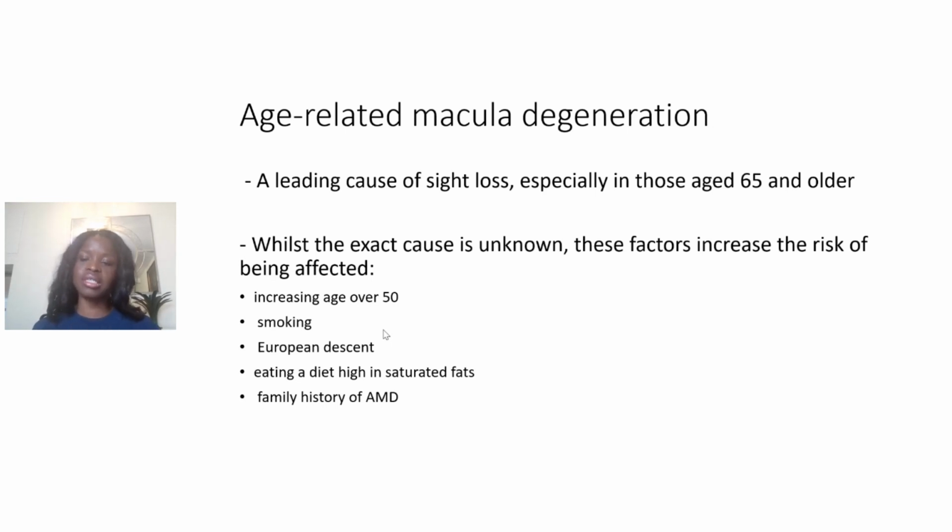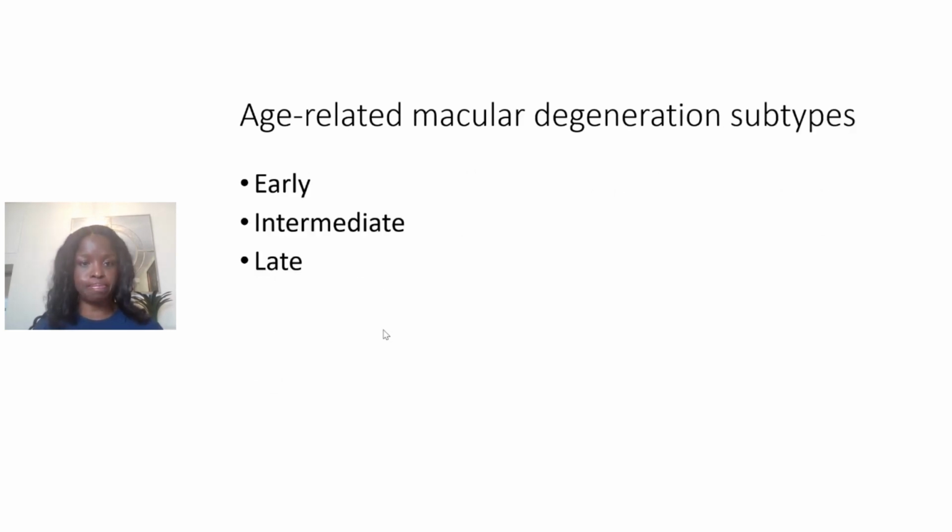I'll start with the disease that affects the RPE and photoreceptors, age-related macular degeneration. It is a leading cause of sight loss, especially in those aged 65 and over. Now, whilst we don't fully understand everything about how this disease develops, we do know that the risk of developing age-related macular degeneration is increased with age over 50, with smoking, being of European descent, eating a diet high in saturated fats, and family history of age-related macular degeneration. We can categorize age-related macular degeneration into 3 types: early, intermediate, and late.